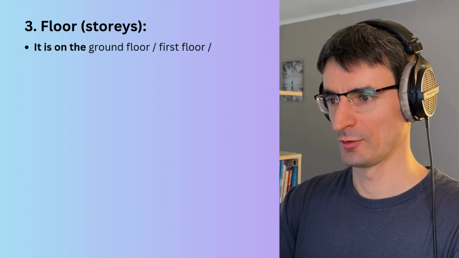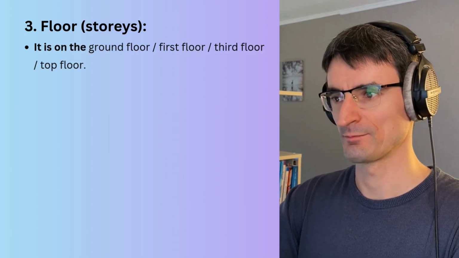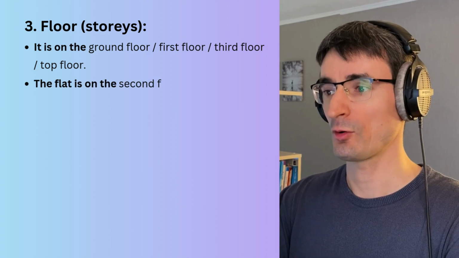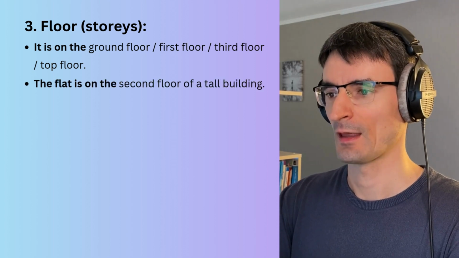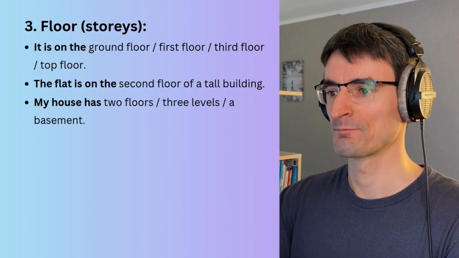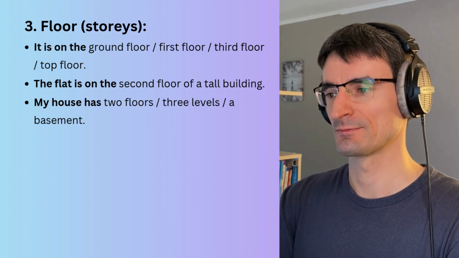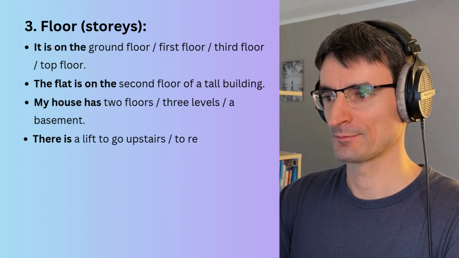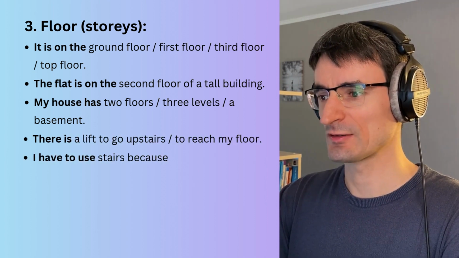Third, here we are talking about a floor or the number of stories in our house. It is on the ground floor. It is on the first floor. The flat is on the second floor of a tall building. My house has 2 floors, or 3 levels, or 2 floors and a basement. There is a lift to go upstairs. I have to use stairs because there is no lift.